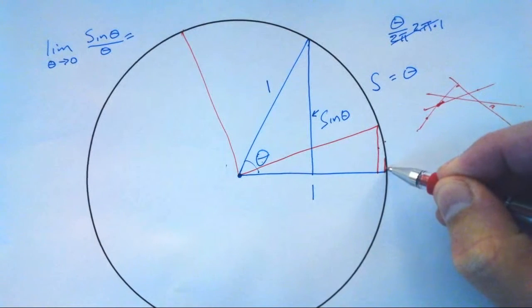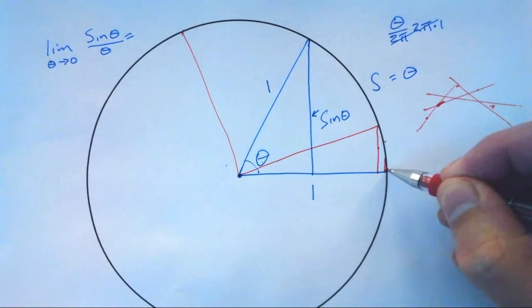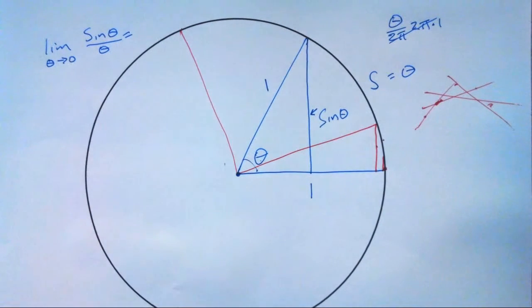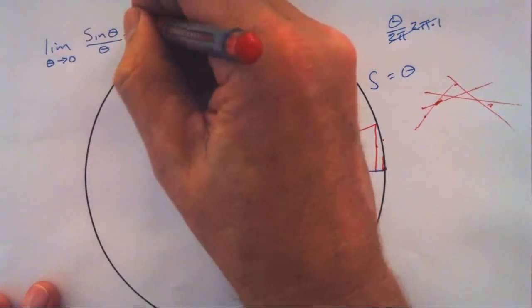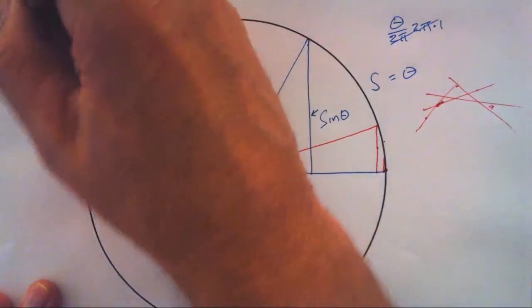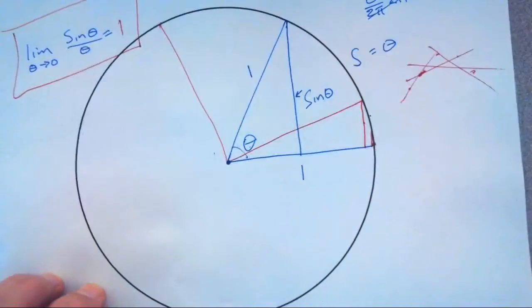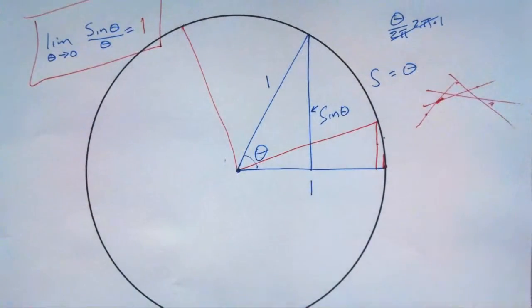So that I'm hoping you buy into. Once we get down to 0 here, or right before we get to 0, they are virtually the same length, and everything about them is trying to become the same length. So this becomes 1. This is our building block, and we're going to write that right on the top of our new worksheet.